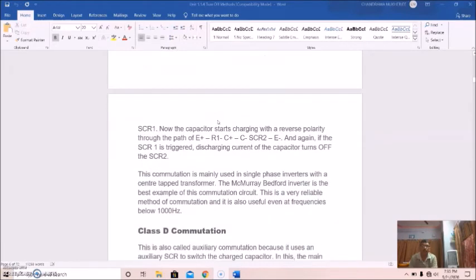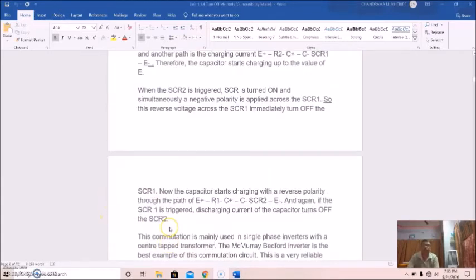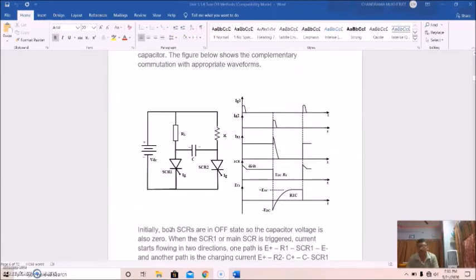Okay, so this is thyristor 2 off, and this commutation is mainly used in single phase inverters with center tap transformer. The McMurray-Bedford inverter is the best example of this commutation circuit. This is a very reliable method of commutation and useful even at frequencies below 1 kilohertz. So once again, I am telling you.